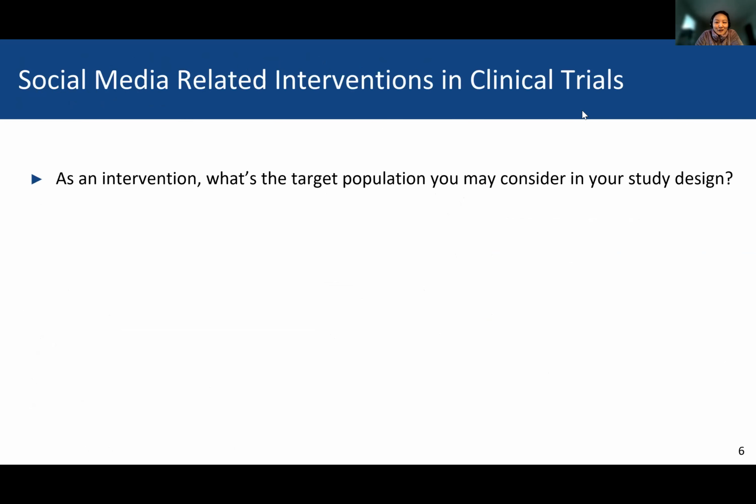Okay, so after a brief background on social media, I have another question for you. If you are using social media as an intervention in your clinical trials, what is the target population, or what kind of age, profession, or location in this population might you consider first in your study design?